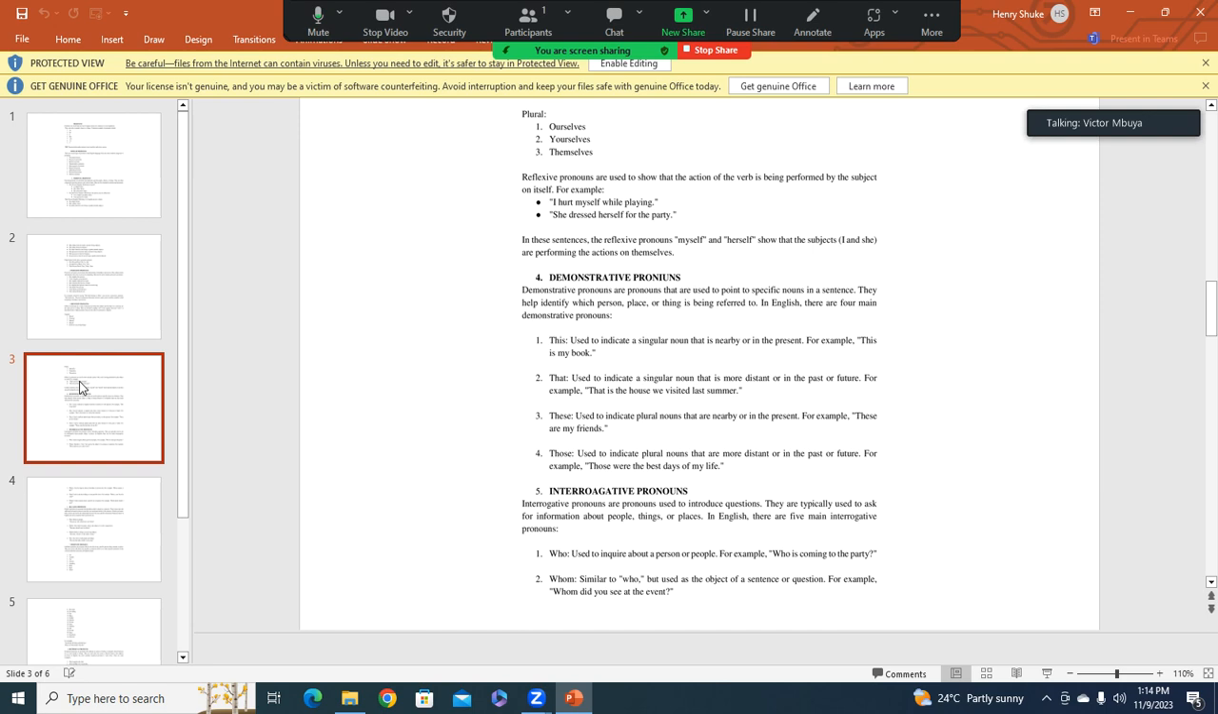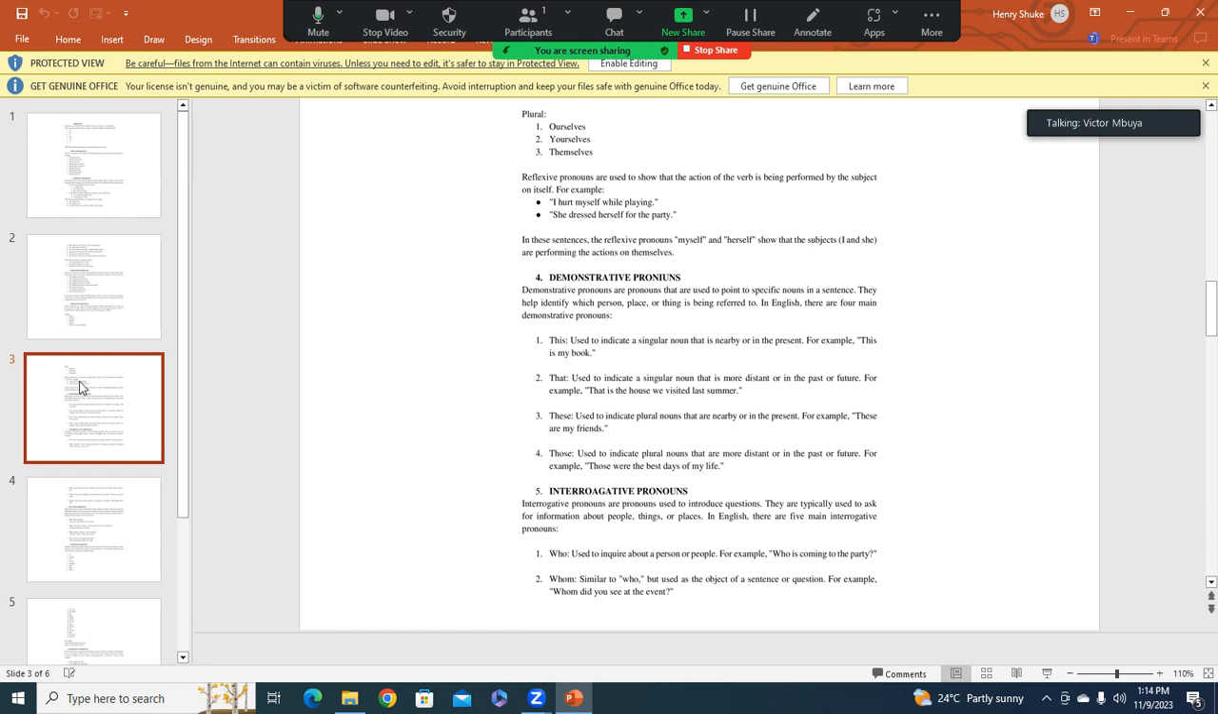They help identify which person, place, or thing is being referred to in English. There are four main demonstrative pronouns. We have these of T, H, I, S. So this is used to indicate a singular noun that is nearby or in the present. For example, this is my book.